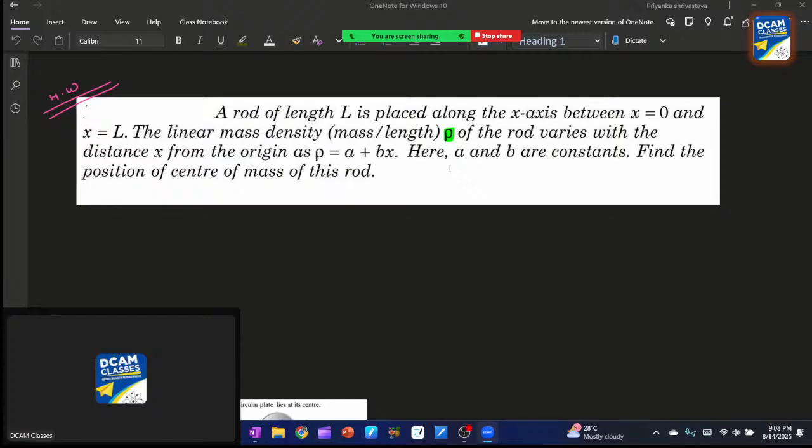Sir, could you solve it? A, C. How do we solve this one?